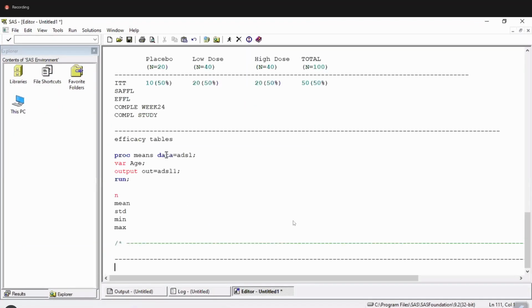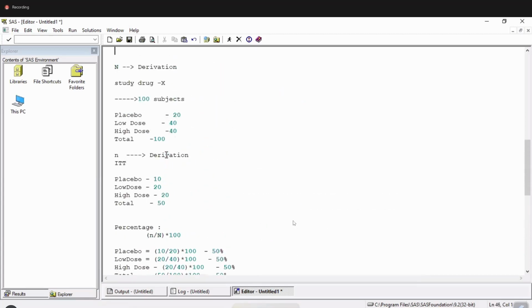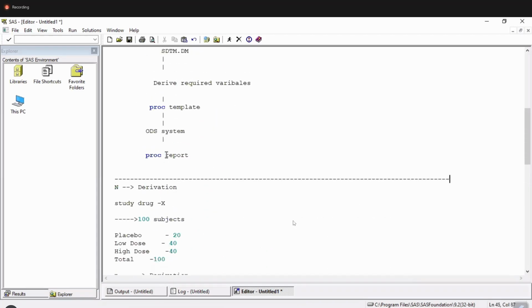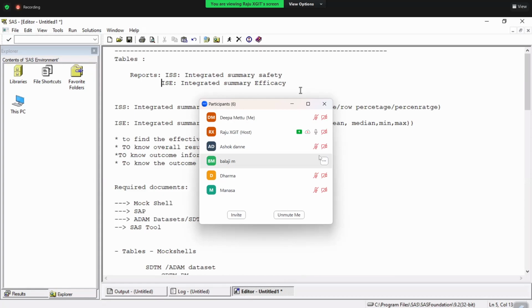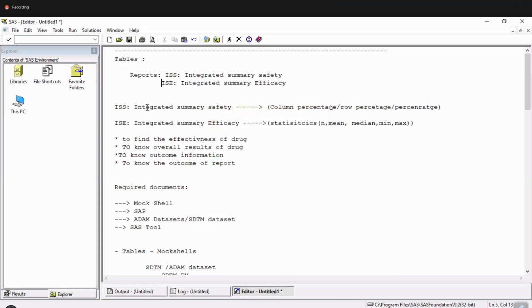See, observe here. So tables, not reports only. There are two types of reports: ISS tables and ISC tables. ISS is nothing but integrated summaries, safety tables, and efficacy tables. Safety tables means in the tables we capture the safety information. Mostly we will derive the percentages there, column percentages and row percentages.